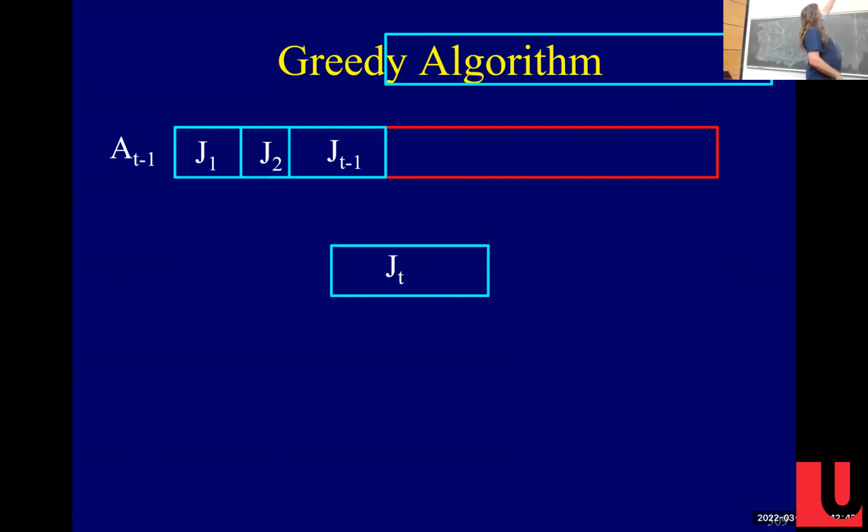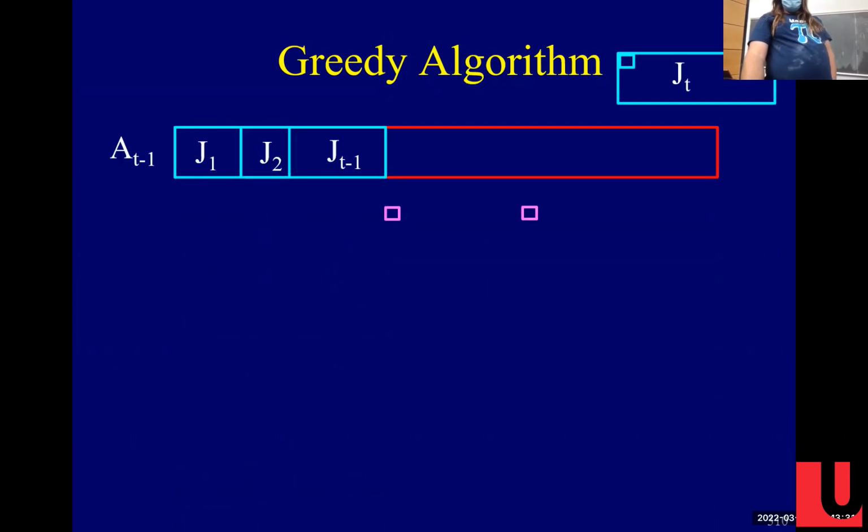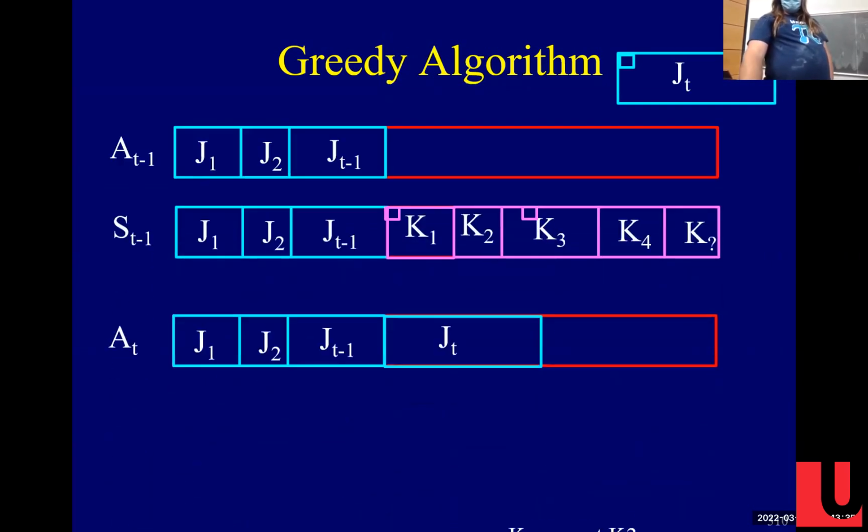So AT-1, the red thing, is the knapsack, and you can see we put in J1, J2 up to J(T-1) in the first T-1 steps, right? And then AT will slide some object in. And what object is it taking? Of the objects that haven't been taken yet, it's taking the one with the highest price per volume, right? Everybody good with that? So let's just bring this in and see how we like it.